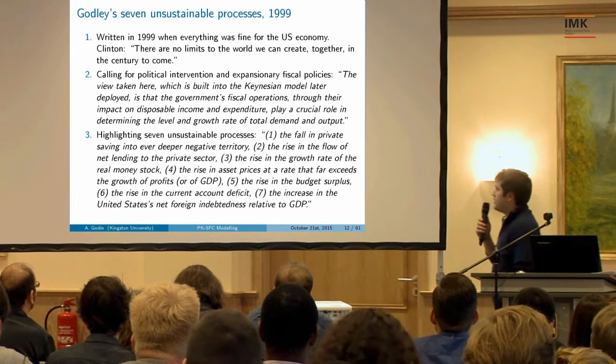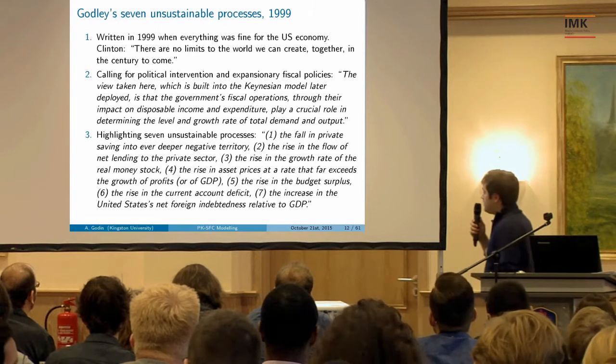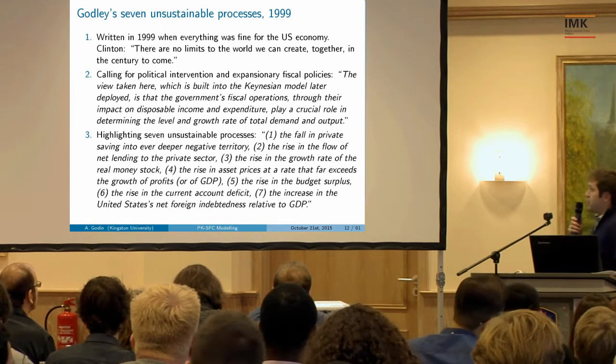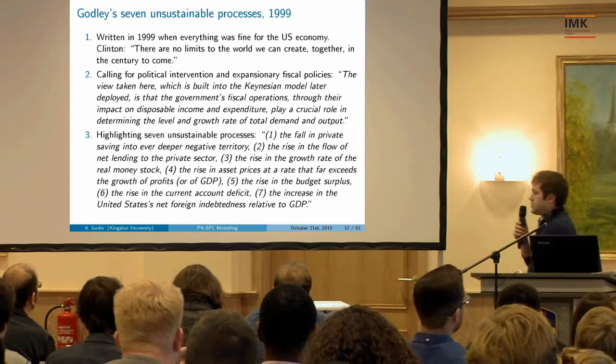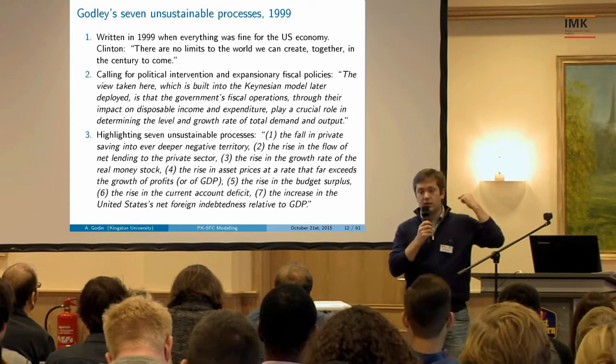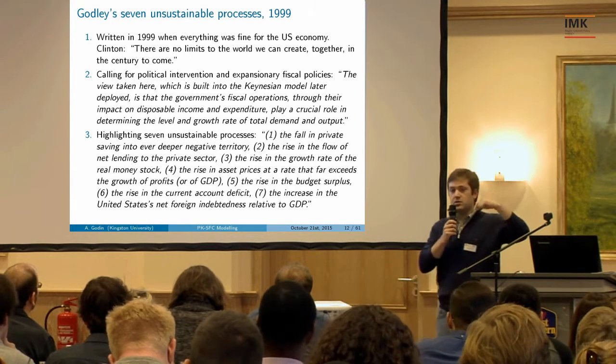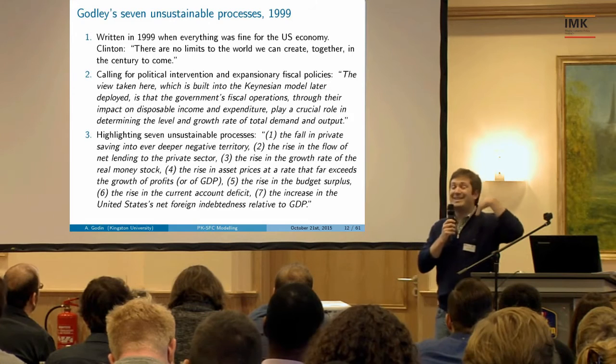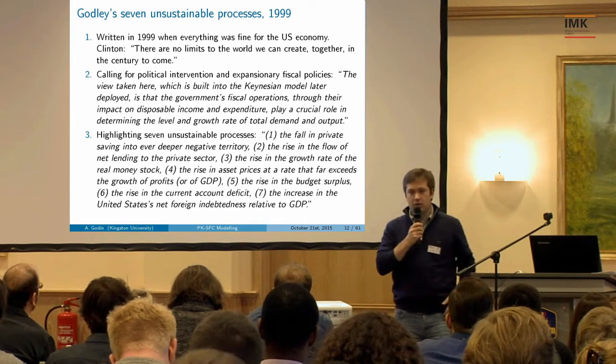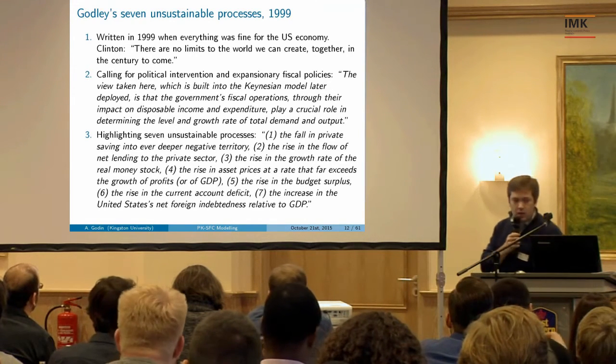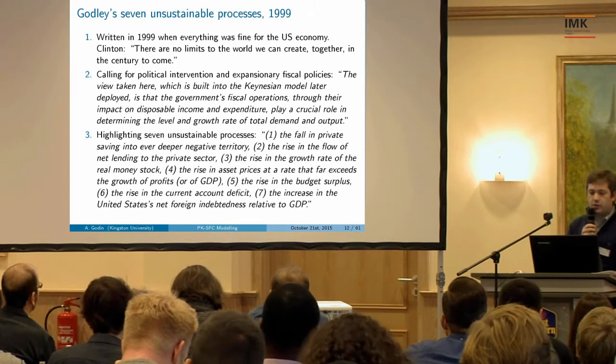So, what are these different processes? First of all is the fall in private savings into even deeper negative territory. We have seen that, right? We have seen in the UK in the 2000s the net de-savings from the households. The rise in the flow of net lending to the private sector.